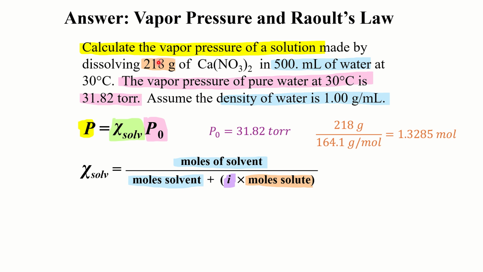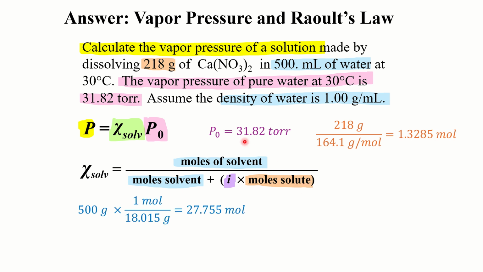So we're given 218 grams of calcium nitrate, and I'm showing this work over here. 218 grams divided by the molar mass of calcium nitrate, which is approximately 164.1 grams per mole. This gives a mole amount of 1.3285, and I'm keeping an extra sig fig or two here. 1.3285 moles. This is moles solute, so this value is going to go here in our equation.